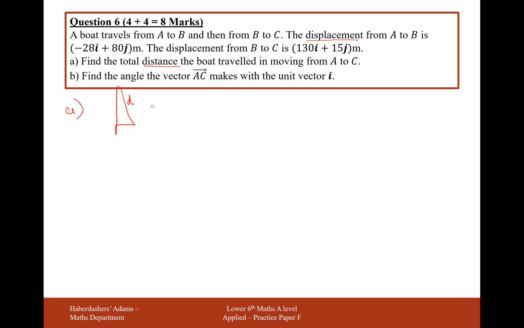So the displacement from A to B, and the way we would notate that is A to B with an arrow over it, and then some vertical lines either side, or the modulus of it, equals the distance moved to the left, so that's 28 squared add 80 squared, and you get your calculator out and work that value out, because we're going to add it to the next one. So that's about 84.75.